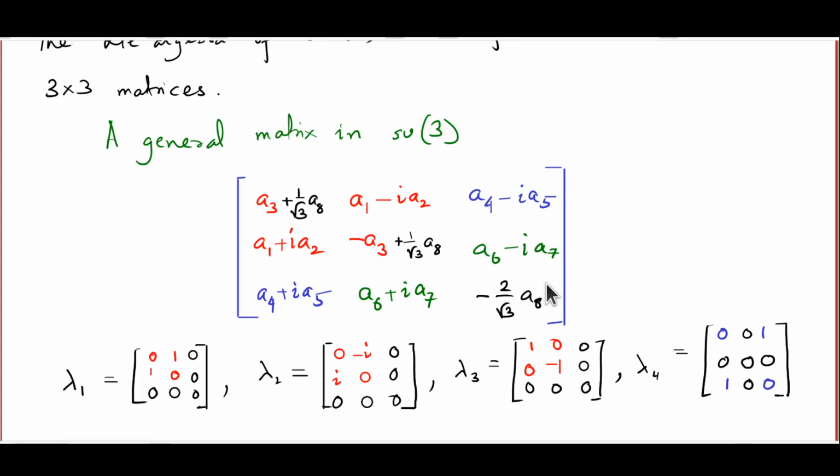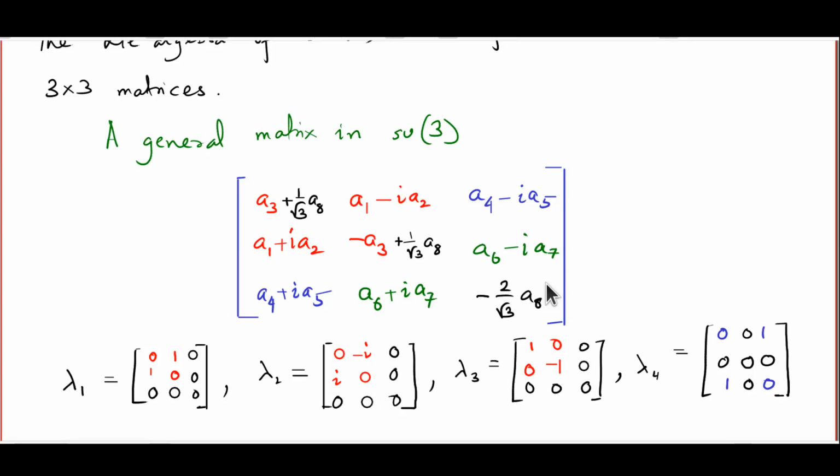In addition to this, you have one more freedom, that is, you can actually add any set of numbers to the diagonal as long as they add up to 0. And that is exactly what we have done here. We have chosen a specific combination, 1 by root 3 a8, plus 1 by root 3 a8, minus 2 by root 3 a8. This is just one convenient choice.